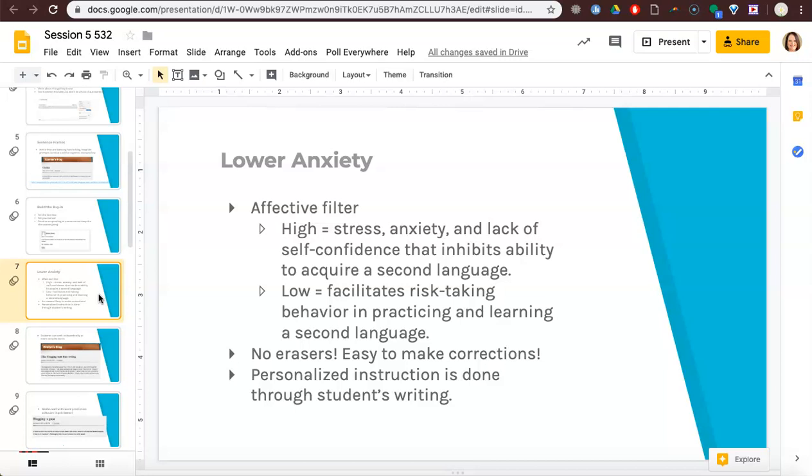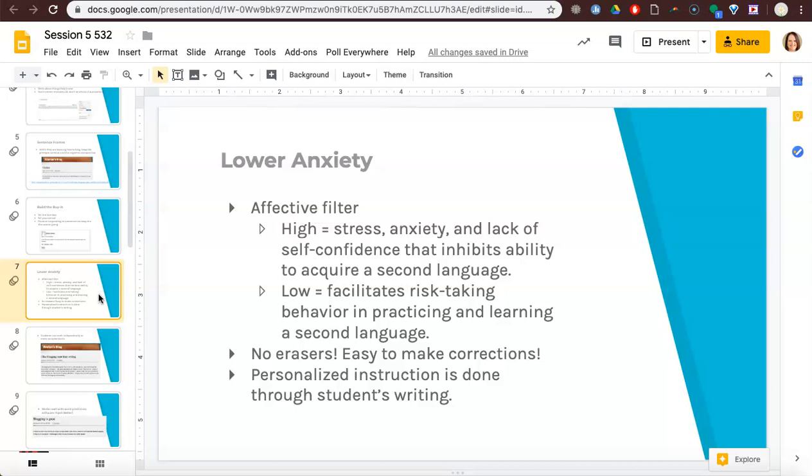The other part of blogging that helps lower anxiety is that there aren't erasers. Students don't need to make corrections. So it's easy to make corrections rather. So I'm sure we've all seen a student who has been writing with a pencil and then they realize they forgot something in the middle of their paragraph. So before you can say anything, they erase 7 lines of writing, write the one sentence they were missing, and then forget the 7 lines they just erased, right?